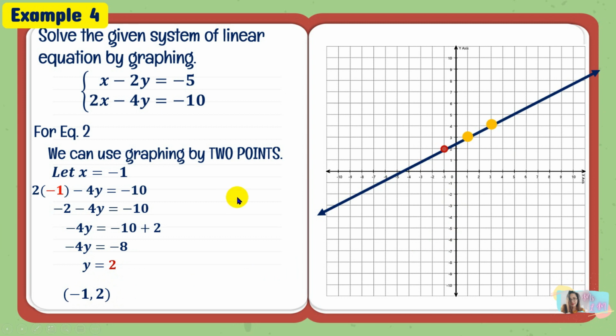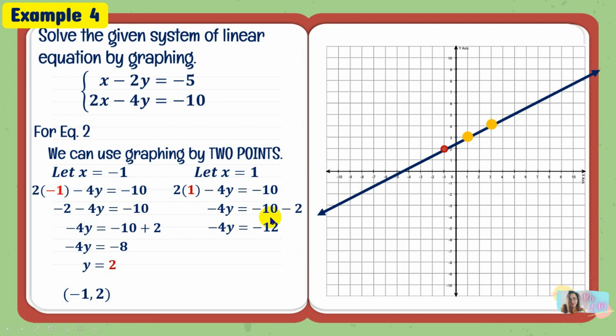For the another point, we have let x is equals to 1. So, gawin daw natin siyang positive 1. 2 times positive 1 minus 4y is equals to 10. So, what is 2 times 1? That's positive 2. And the additive inverse of positive 2 is negative 2. So, ito na po siya.